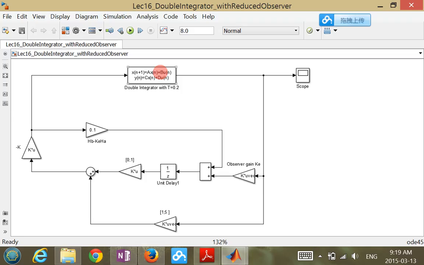It's a 3x3 matrix, so order is 3, and you can take a look at how it's manipulated and how the simulation results will look. All right. So that's basically the reduced order observer. Any questions?